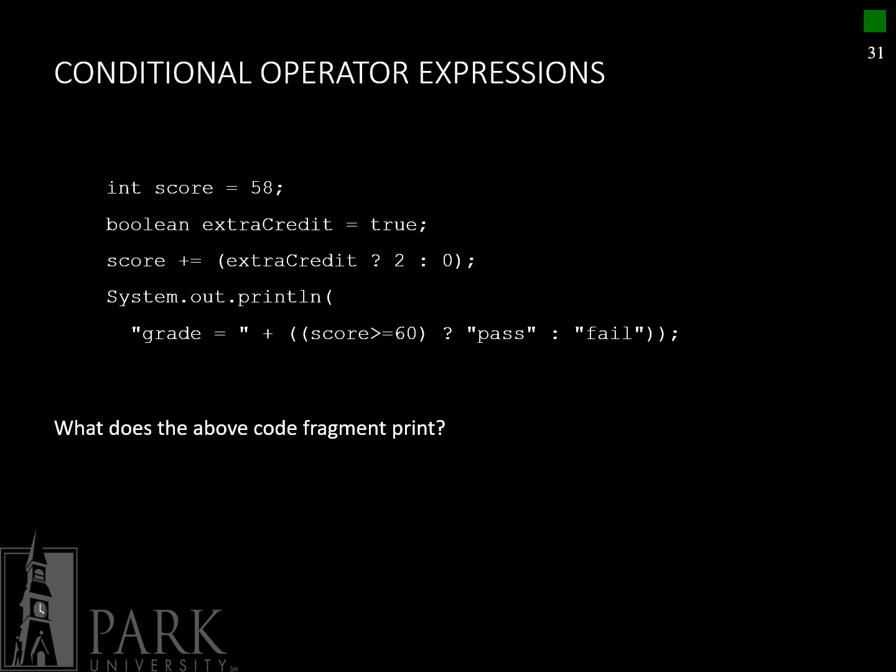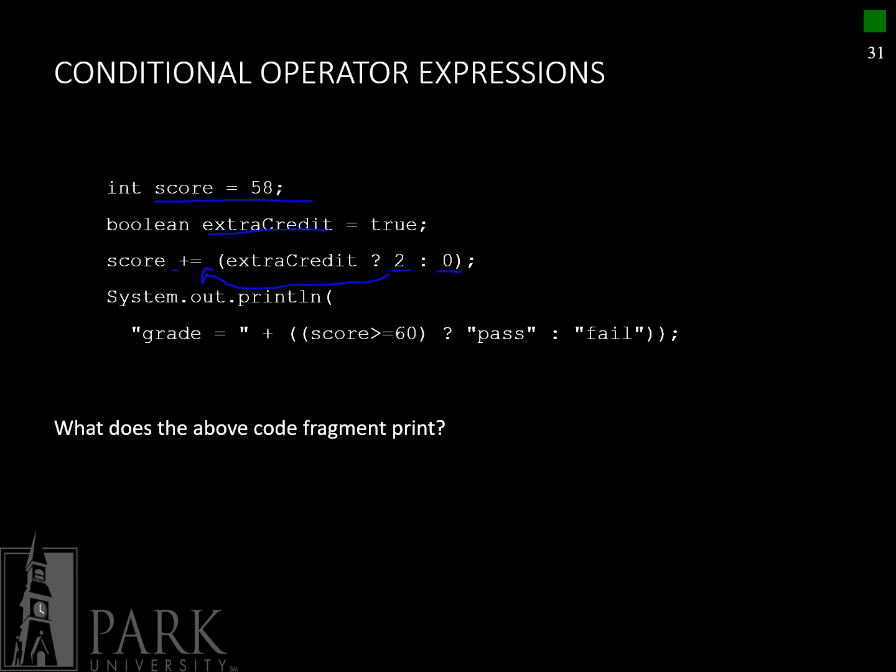So here's another example. Here we have score equals 58, and we're setting this extra credit variable to true. So this is saying we're going to increment score by extra credit. If extra credit is true, then we're going to increment it by 2. If extra credit is false, we're going to increment it by 0. So in this situation, we are going to increment the score by 2. So this is going to get added to score.